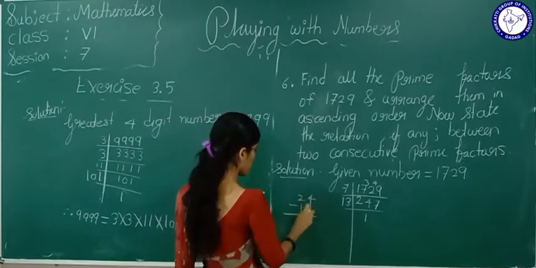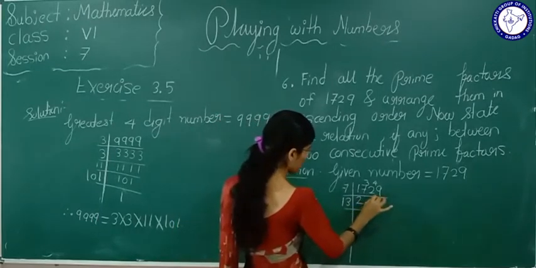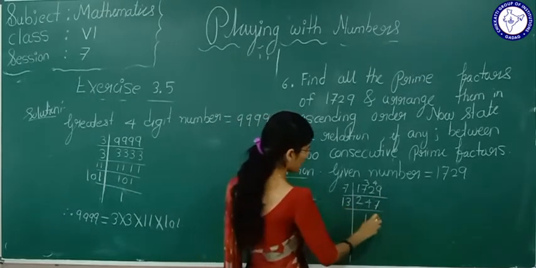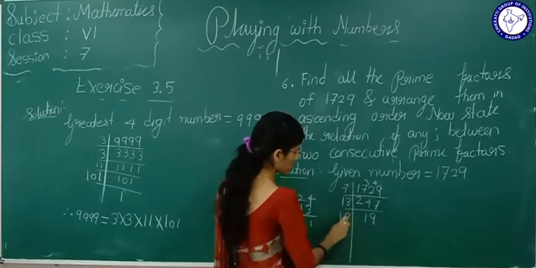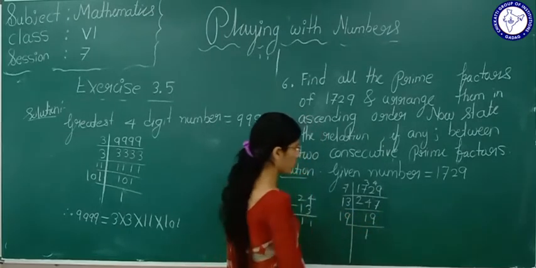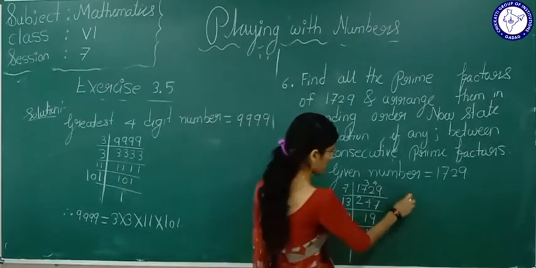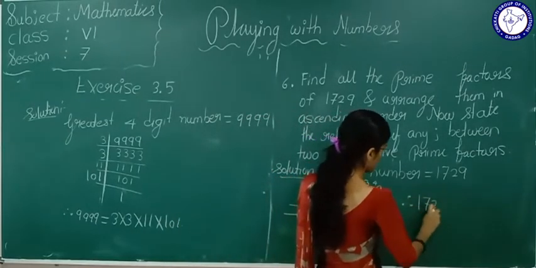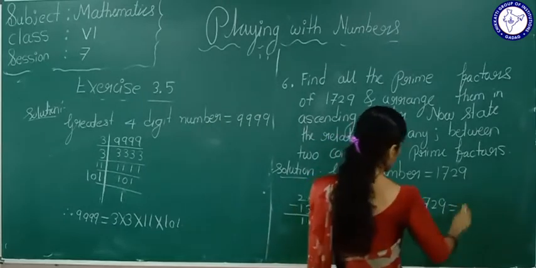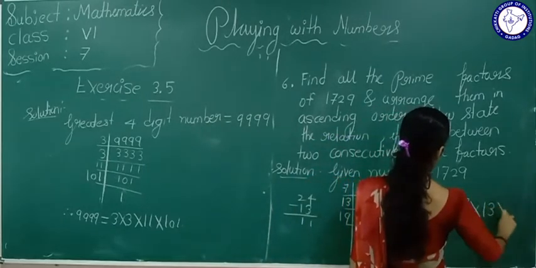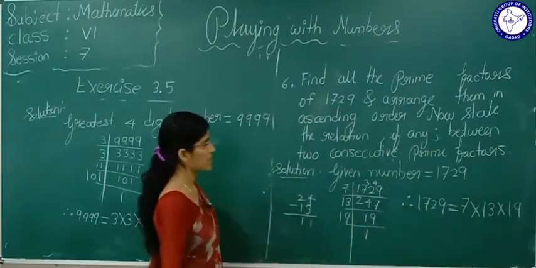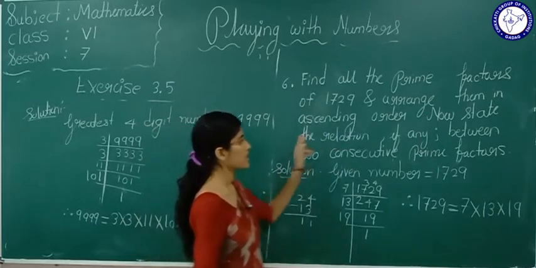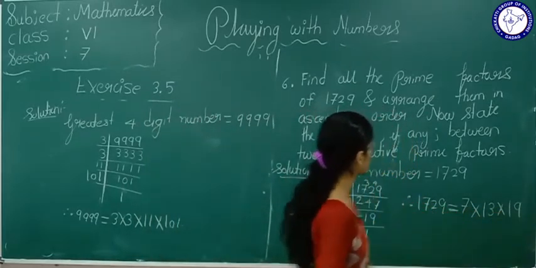How much will it be? 4 minus 3 is 1, 2 minus 1 is 1. It will be 11 remaining here. 13 nines are 117. Afterwards, the smallest prime factor is 19. 19 ones are 19. So therefore, what we can tell here, 1729 can be written as 7 multiplied by 13 multiplied by 19. So this is the prime factorization of 1729. We arrange them in ascending order.